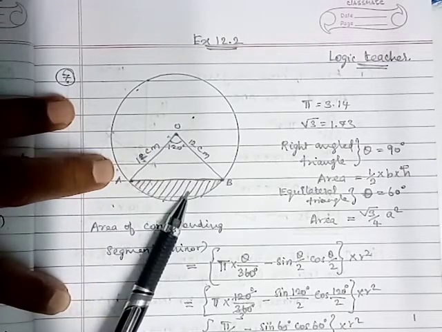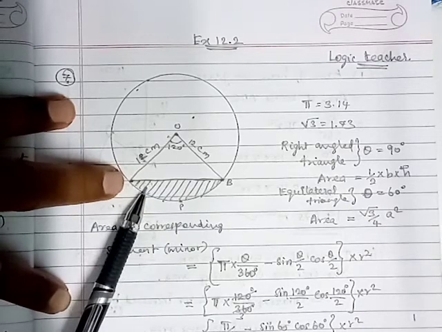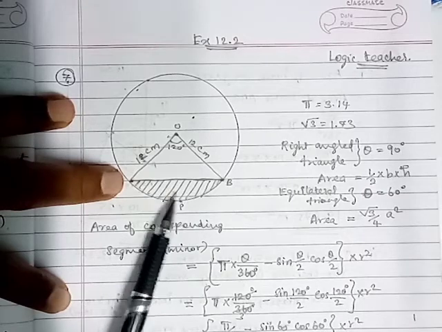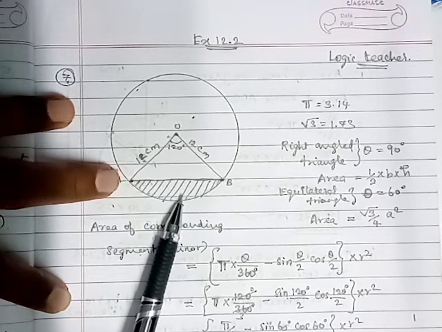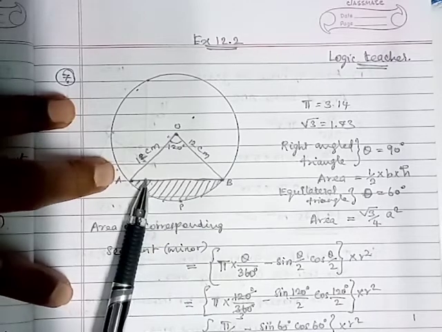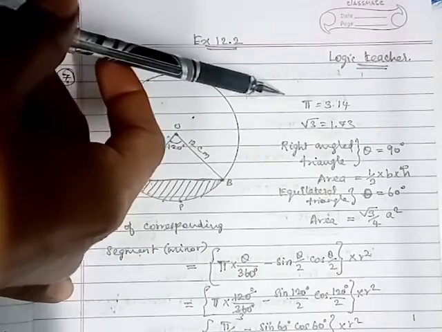Which is the corresponding area to the chord? Find the area of the corresponding segment of the circle. This is the corresponding segment. We have to find the area of this segment, and we have to use pi as 3.14 and root 3 as 1.73.